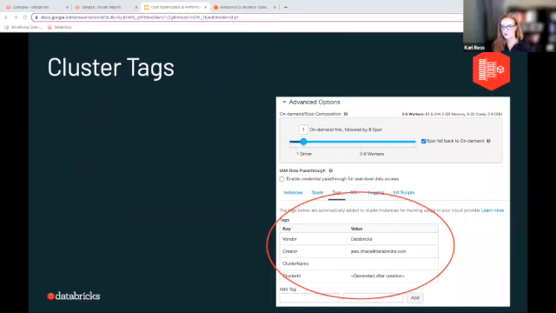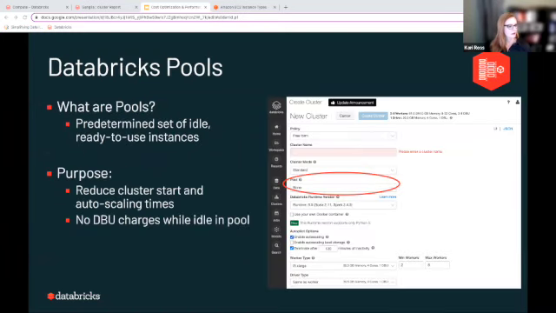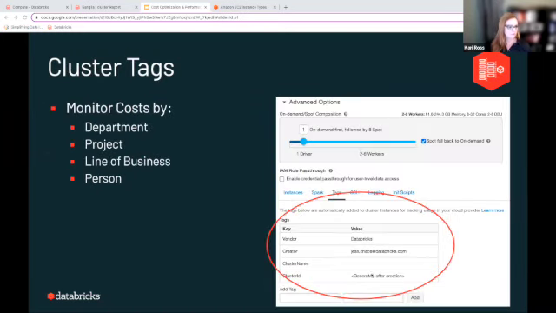Okay, so we also talked about cluster tags. Cluster tagging can be done with the API or through the GUI, and this allows you to monitor costs by department, project, line of business, or whoever's doing the tagging. You can set that right there, or it's in the API when you create your clusters.